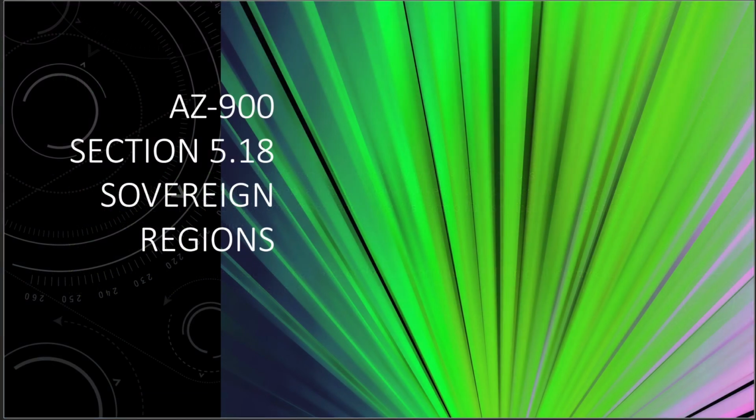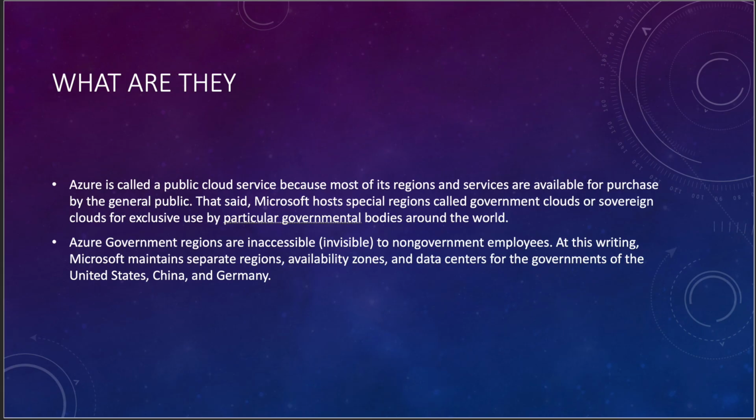This is the last lecture in Section 5, 5.18, Sovereign Regions. And we've kind of alluded to sovereign regions in some of the other sections, especially on compliance. So a sovereign region is basically a public cloud service that is not available for the general public. You have some really interesting places where you have government clouds or sovereign clouds exclusive to government bodies around the world. And Azure government regions are basically invisible to anyone other than that government employee.